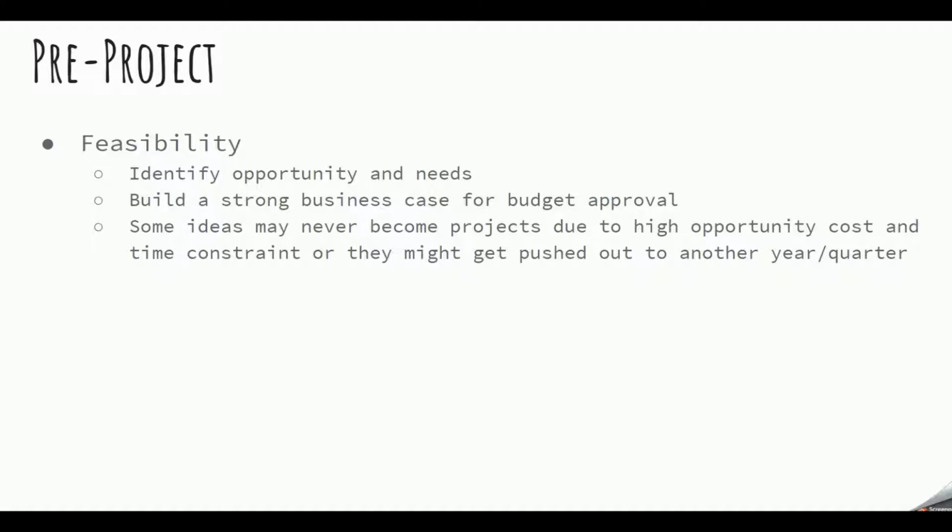And it also includes some ideas. The idea behind feasibility is that some ideas or initiatives may never become projects due to high opportunity costs and due to time constraint, or they might get pushed out to another year or another quarter because of the budget constraint. So the feasibility test really tries to determine, is this the right project that we can deliver at this time given our limited resources and timeline, or is it more feasible to delay it, or is it even feasible to implement this new change that we're trying to solve?